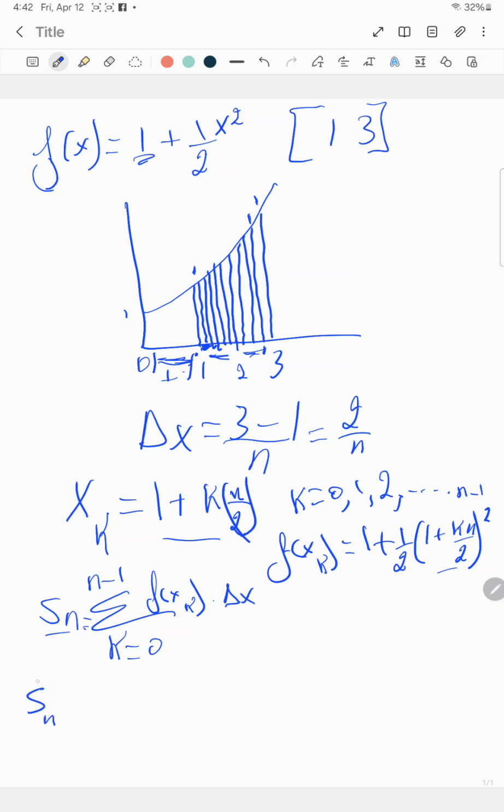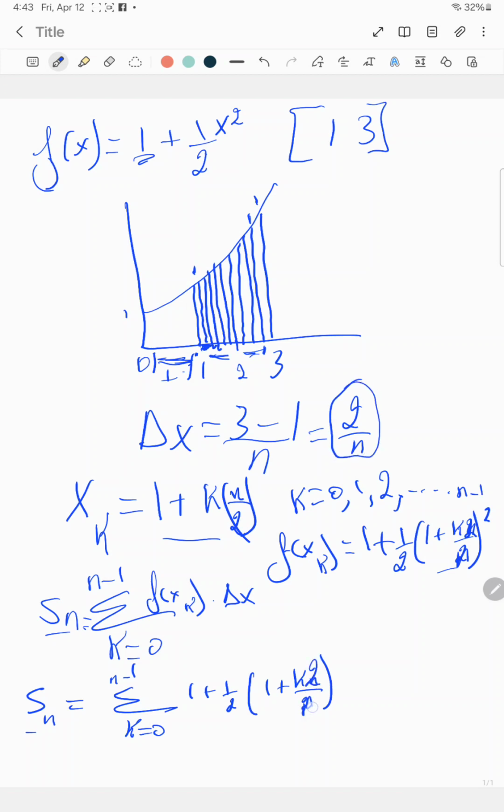So S of n equals the sum from k equals 0 to n minus 1 of 1 plus 1/2 times 1 plus k times 2 over n, squared, times delta x, which is 2 over n.